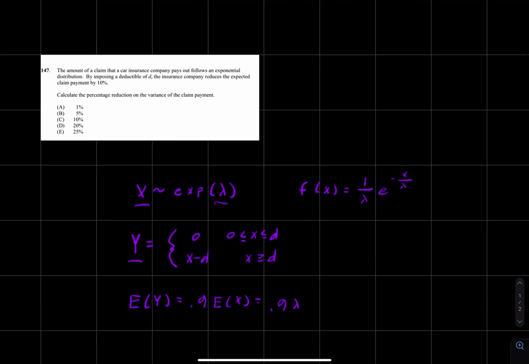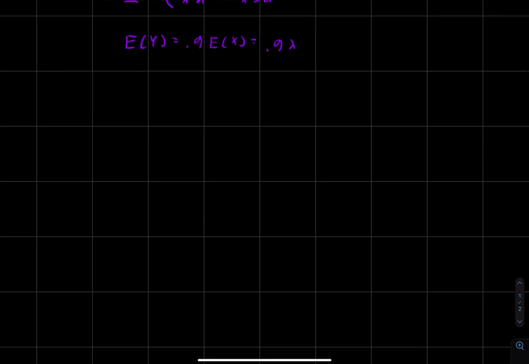So what's the question that's being asked? Calculate the percentage reduction on the variance of the claim payment. Okay, so variance of the claim payment, that would be the variance of Y. And what we're looking for is the reduction of that compared to the variance of X.